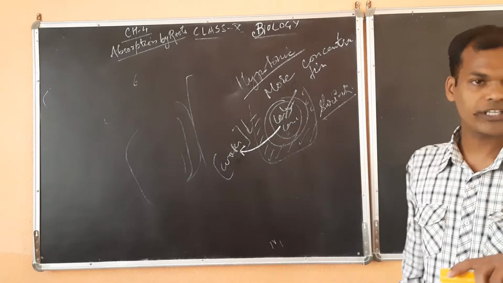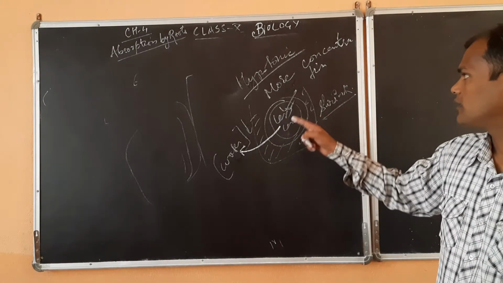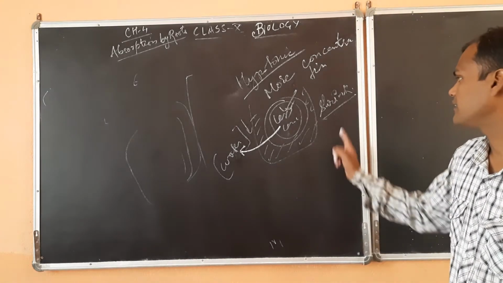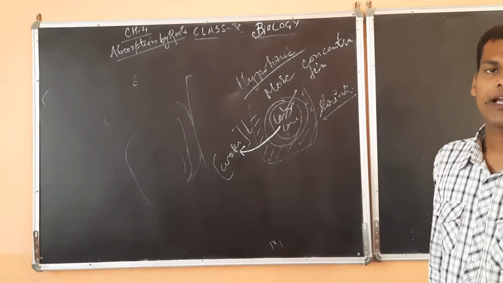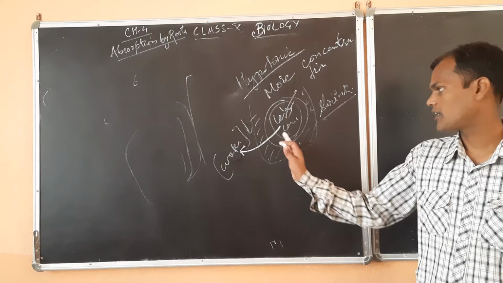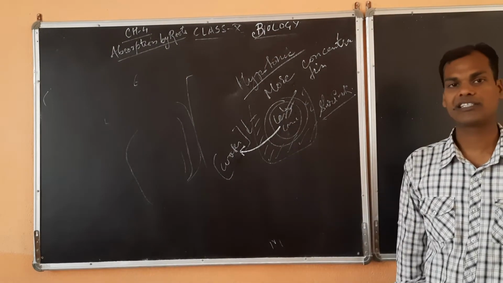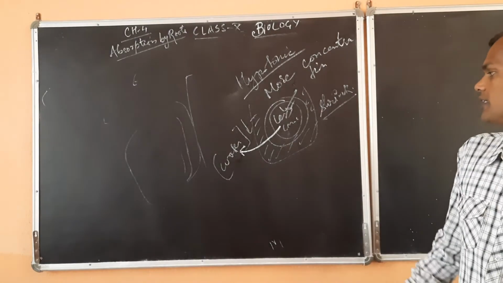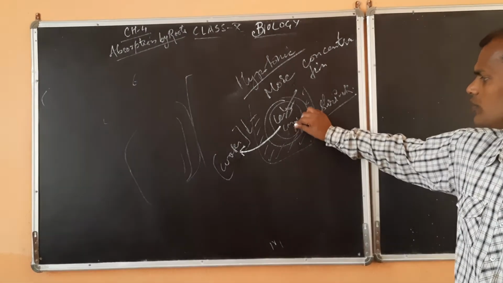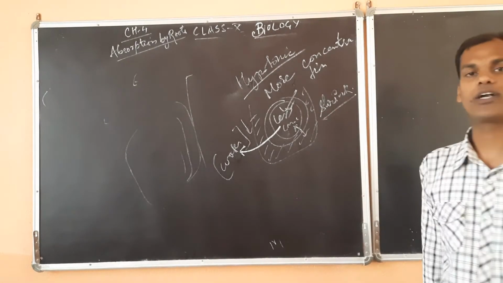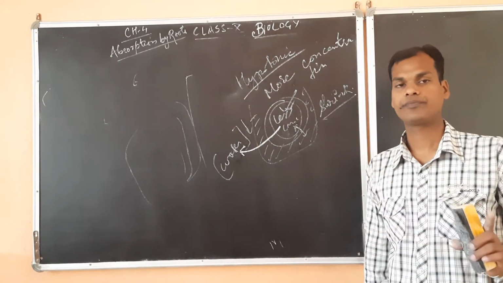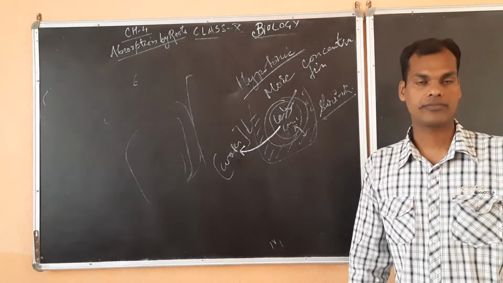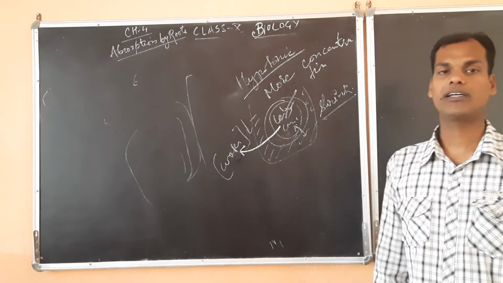In case of hypotonic solution, the reverse will occur, less concentration will be there, and the cell will swell. And in case of isotonic solution, the concentration of the outside solution and the cell will be the same. That's why there will be no transfer of water between the cell and the outside solution. So the cell size will remain the same.